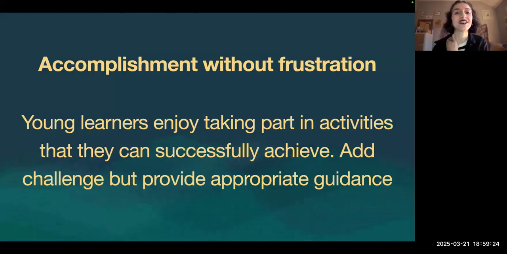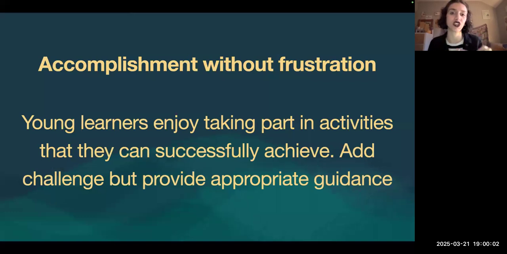As I mentioned before, when students accomplish a task, sometimes you have to make sure they are not frustrated or annoyed by the difficulty of the task. Young learners enjoy taking part in activities that they can successfully achieve. So teachers must include some challenge, but provide appropriate guidance. Always observe your students and guide them towards the goal. Do not give them the answer, but give some tips or hints on how to reach the goal.